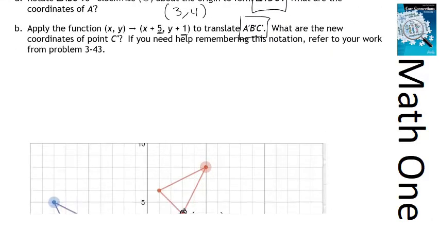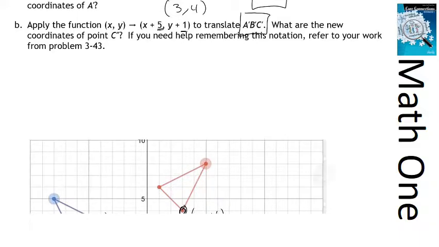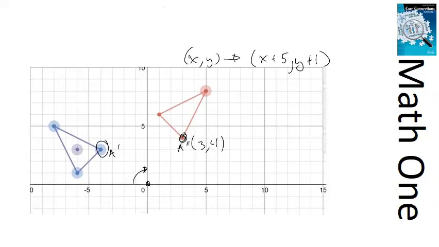Let's look at the rule again. It says you've got an x, y point. We're going to increase the x value by 5, and we need to increase the y value by 1. So this is the translation we're going to do, and then they're asking where does point C go if we do this. So let's take a look.